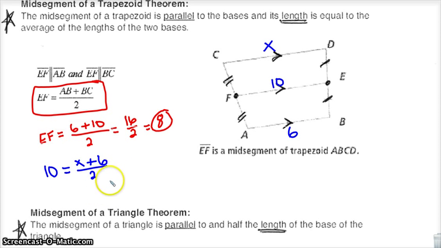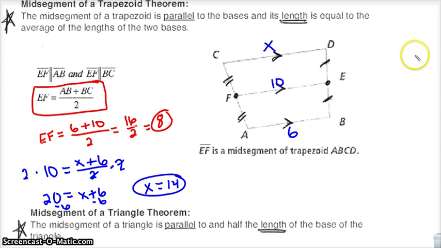Now, to solve, I'll multiply both sides by 2. I get 20 is equal to x plus 6. I then subtract 6 from both sides, so x is equal to 14. So, as long as you're given two sides, whether they be the parallel sides or the midsegment, you can find the missing length.